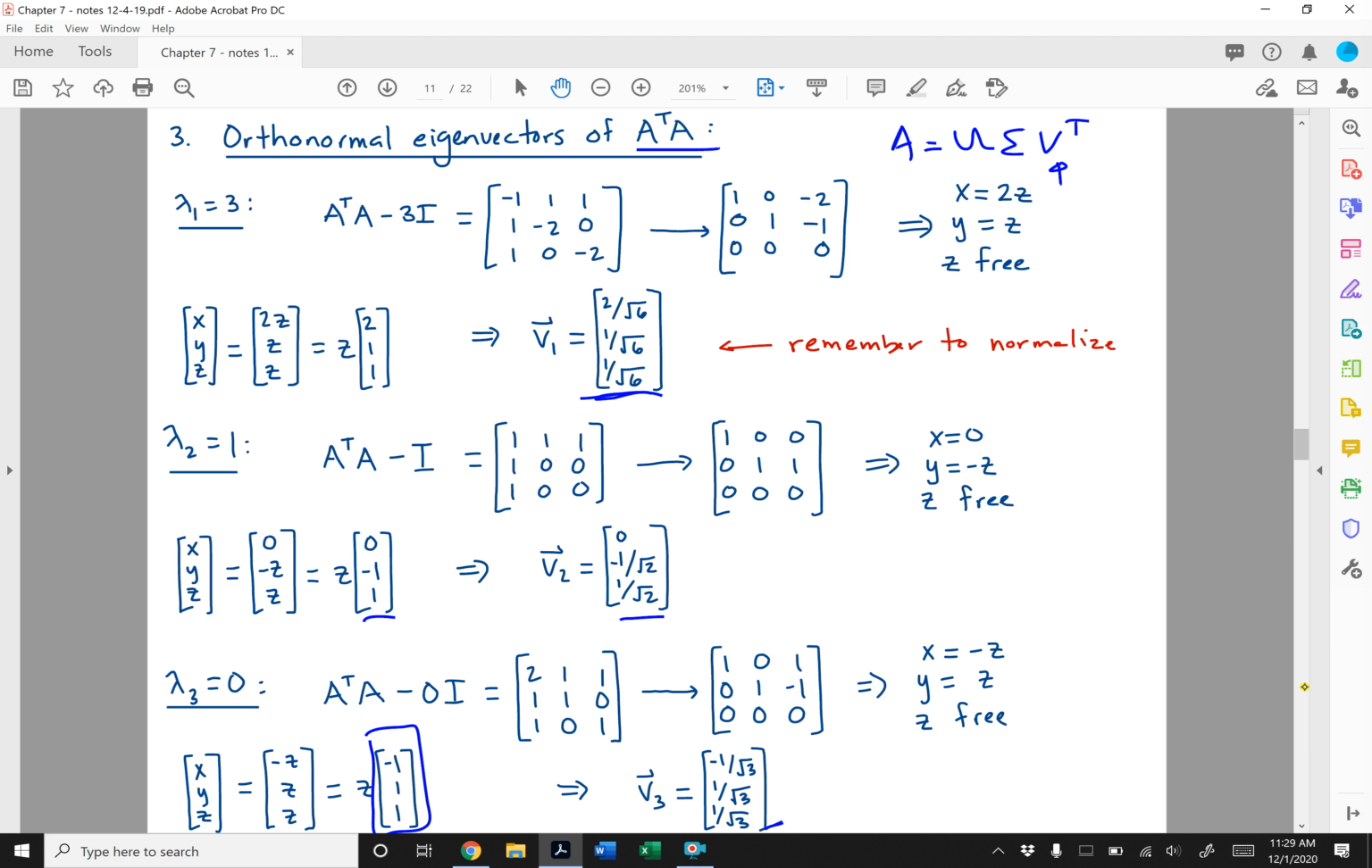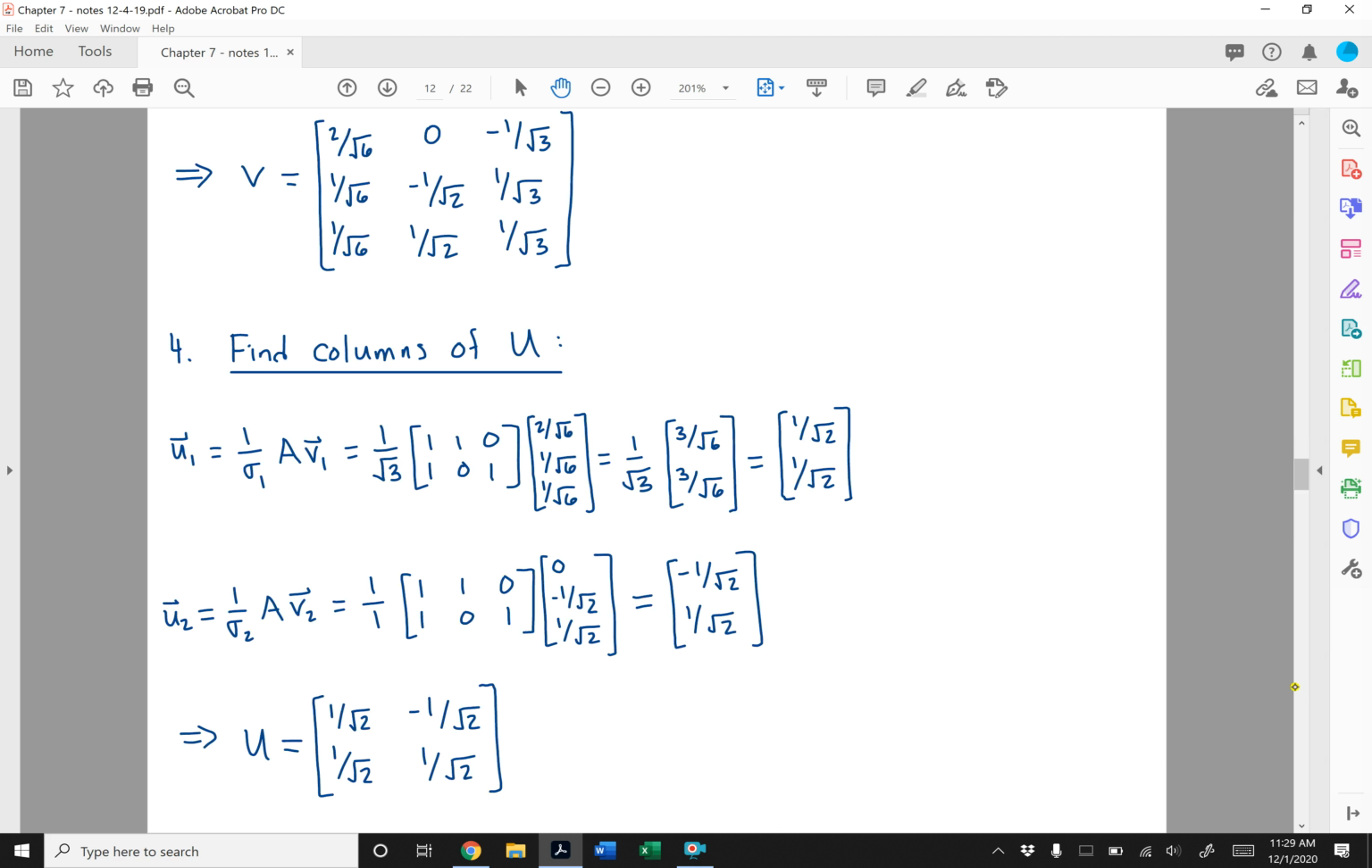They're in descending order, so square root of 3 is larger than 1, which is larger than 0. So now we can just write those together to make our V. So that's what we've done here. This corresponds to the singular value of the square root of 3. This is the 1. This is 0. So, okay, now we have V.